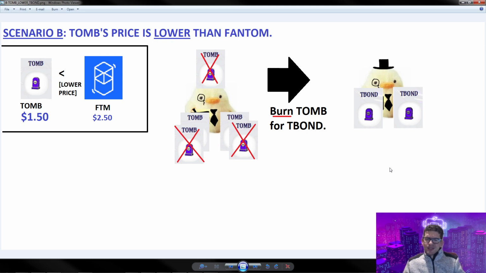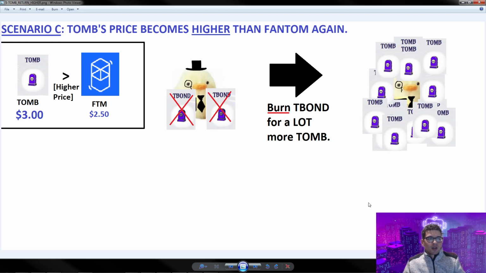So what are T-bonds? We got TSHARES, we got TOMB, and now you're introducing the T-bond system. What's going on? Well, this is just kind of like extra credit bonus. Because if you stack on these T-bonds, you can come back later on in scenario C, where the TOMB's price goes higher than Fantom again, right?